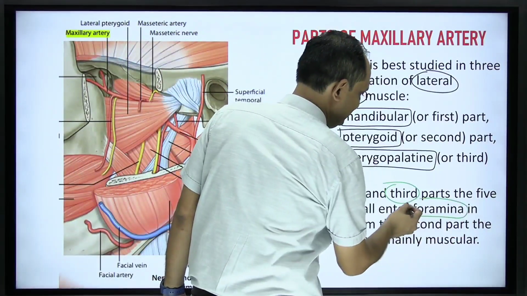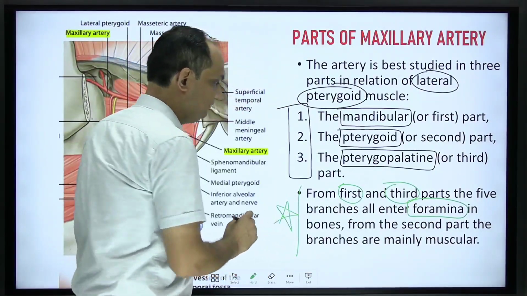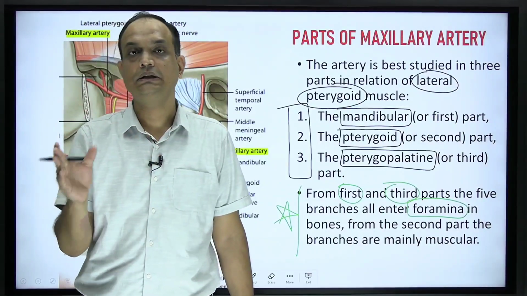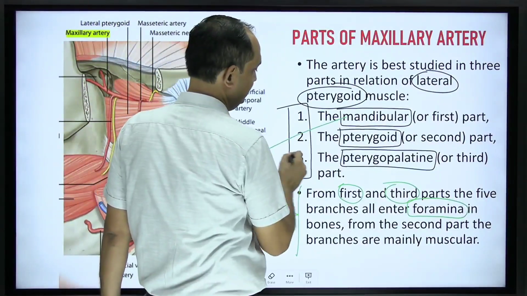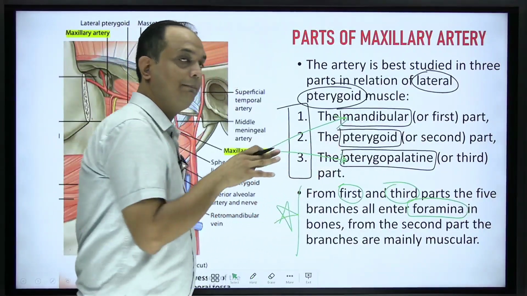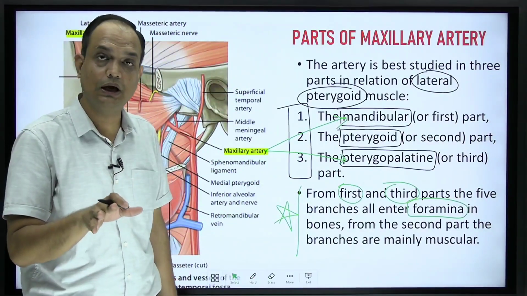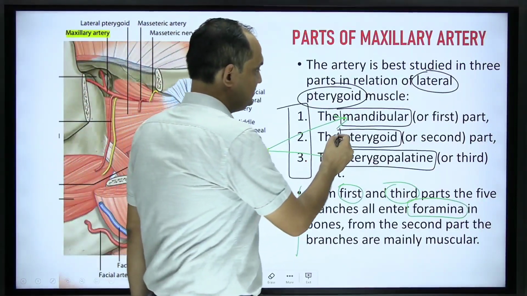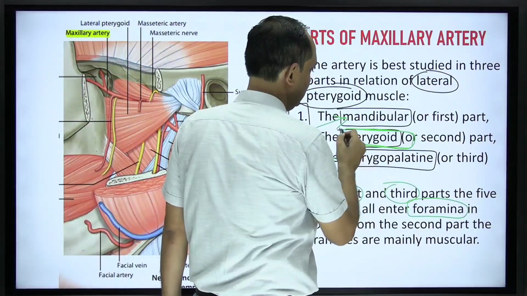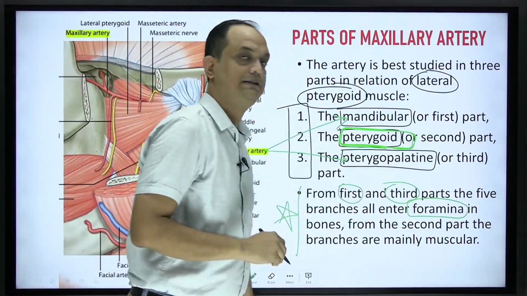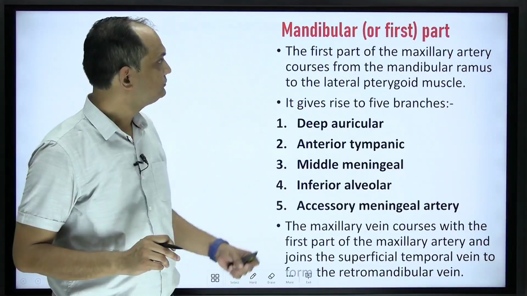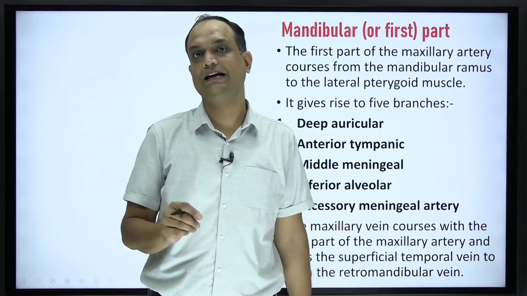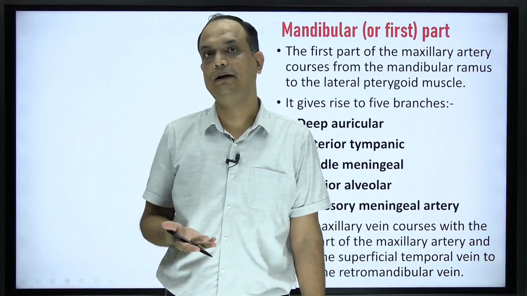So, this is the first basic thing which you have to understand: the maxillary artery has three parts, first, second and third. The first part and the third part branches will supply different parts through the foramens or fissures present in the skull, while the branches of the second part are generally muscular and will supply the muscles of mastication. Clear? So, in today's section we will discuss only the first and second part. For the third part we have a separate video.